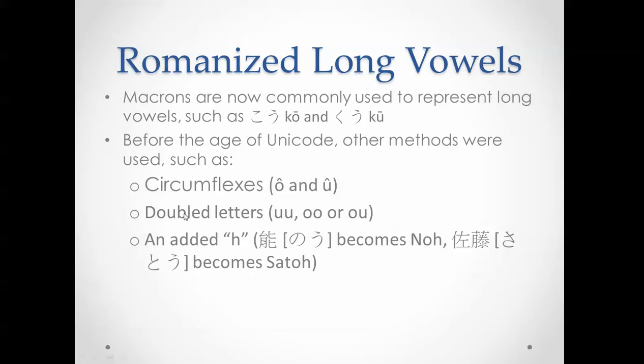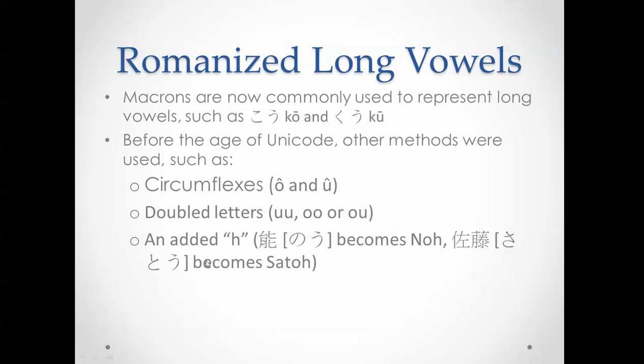Some linguists use doubled letters, UU, OO, or OU. That's a specialized field in linguistics. Again, I wouldn't recommend that you make it a habit to romanize like that. The one place where that type of long vowel is important is in Jim Breen's dictionary. So if you're entering a long vowel in Jim Breen's, you have to do it like this. A long O is OU, not O with a macron. His dictionary won't recognize macrons.